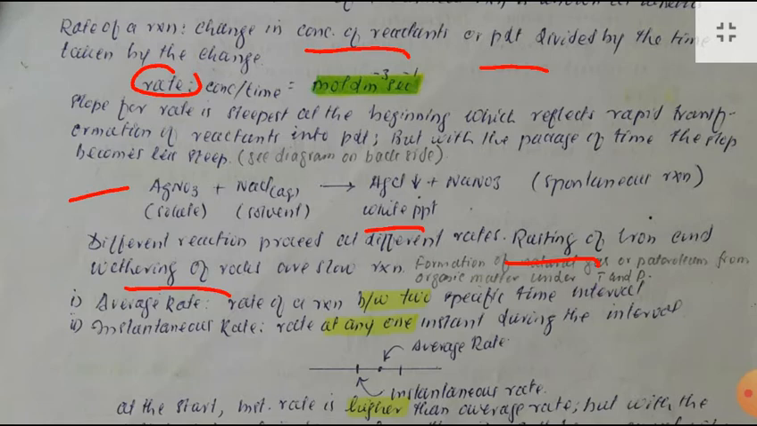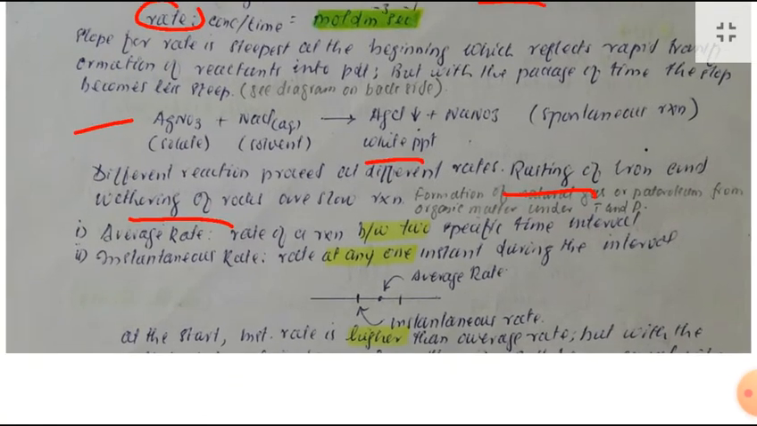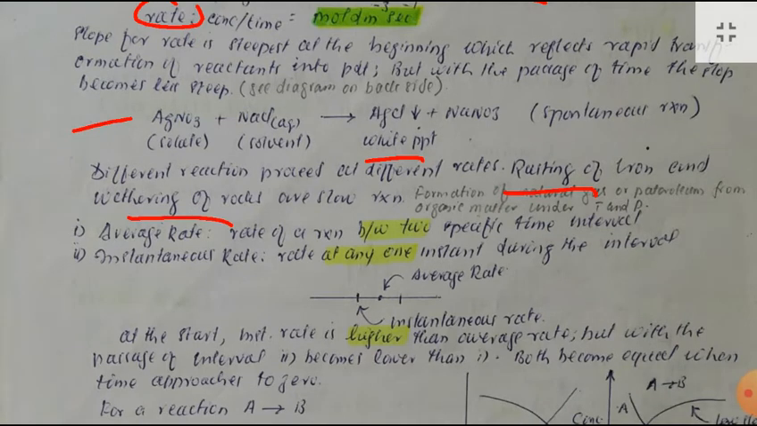As far as we study rates, we can have the average rate. Basically, the average rate is the rate of a chemical reaction between two specific time intervals. And the instantaneous rate is the rate of a chemical reaction at any instant during the course of a chemical reaction. For example, when a chemical reaction takes place, at any stage when we monitor the rate of transformation of reactant into product, that particular moment is known as the instantaneous rate.